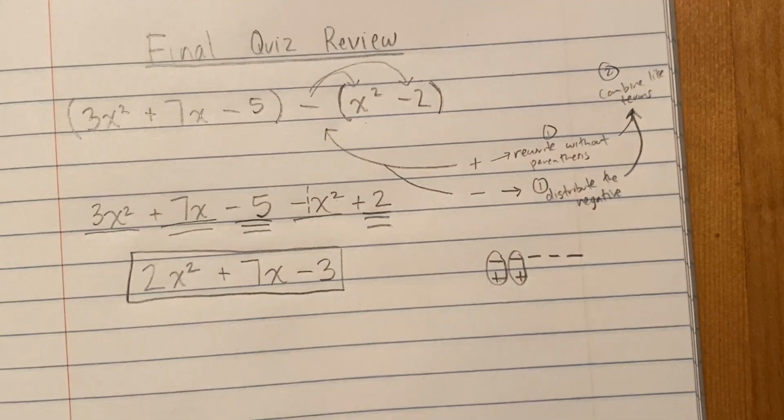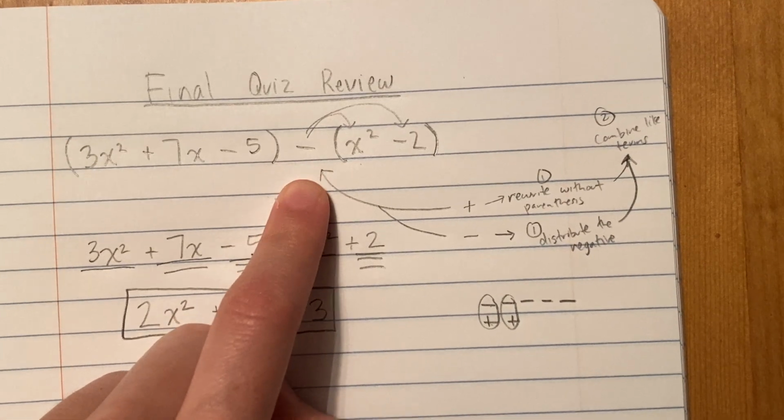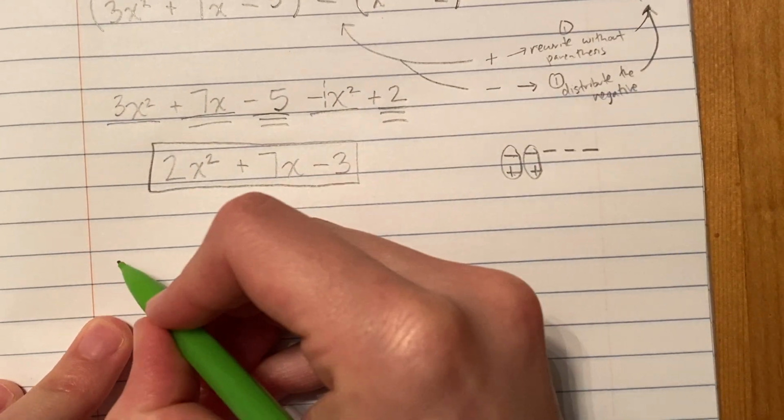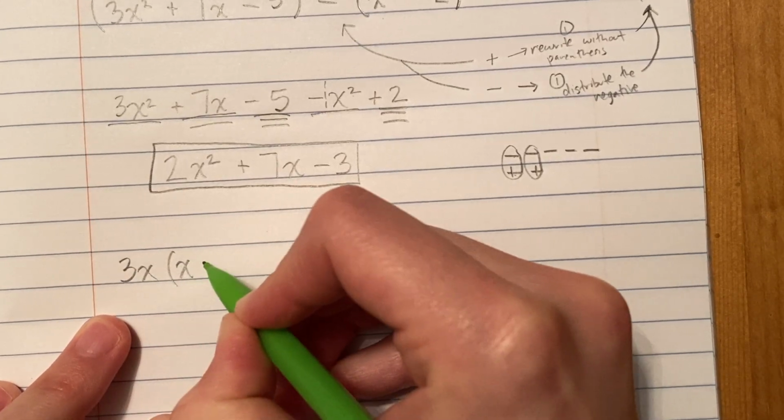Okay? So that is going to help you with 2 of the problems. There's one subtracting problem on the quiz, and there's one adding problem on the quiz. And I'm just going to go over one more problem, and this is going to help you with all the multiplying problems.